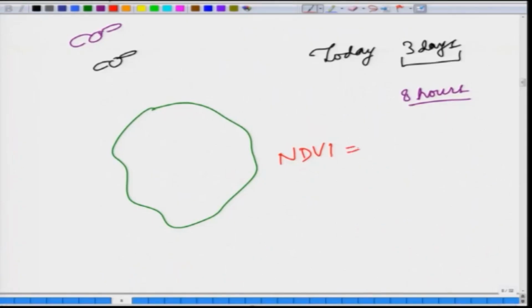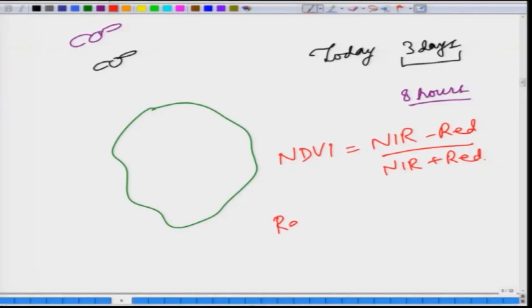So, if you want to have these sorts of information, we make use of an index that is known as the NDVI index. Now, NDVI is given as (near infrared minus red) divided by (near infrared plus red). So, if you want to have the value of NDVI, you require at least these 2 bands. You require the near infrared band and you also require the red band.